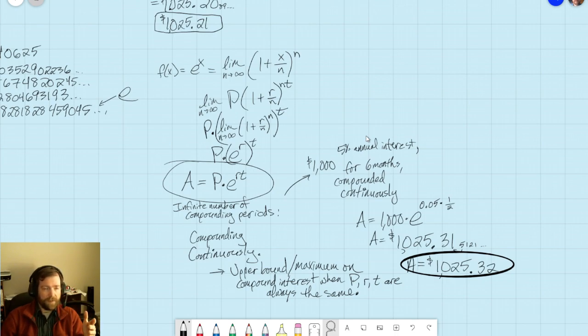Given that, we had earlier compounded every 2 months, which was going to get us $1,025.21, and now compounded continuously gets us $1,025.32. Again, not a very appreciable difference, but there's some.